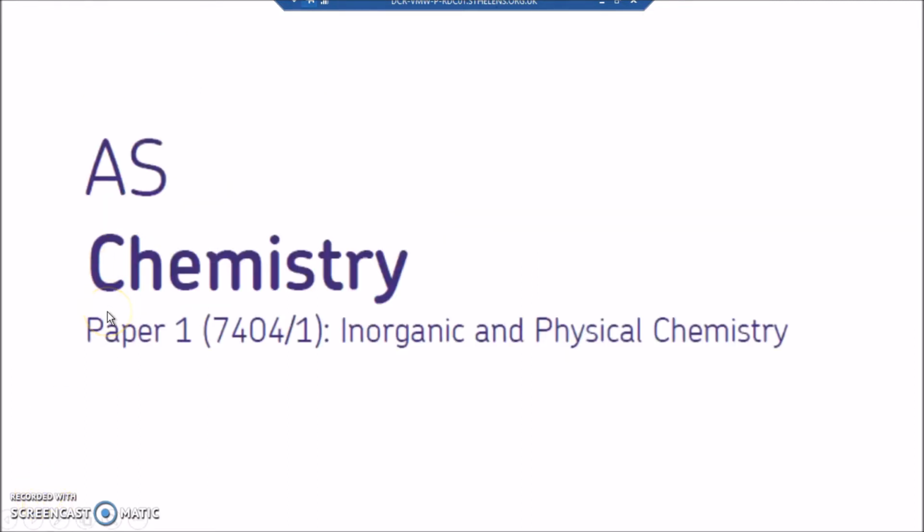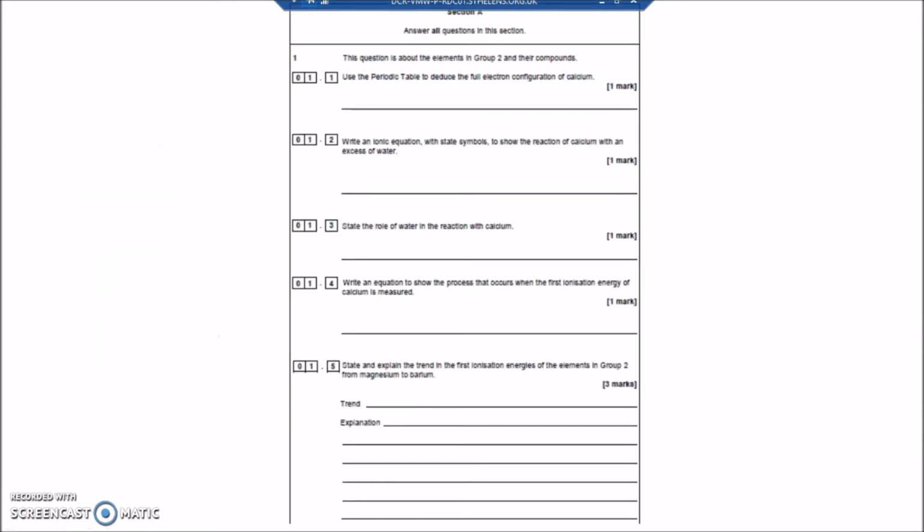AS Chemistry, Paper 1, Specimen 0.5. Use the periodic table to deduce the electron configuration of calcium. Well, calcium's got an atomic number or a proton number of 20, so it's got 20 electrons. So it'll go 1s2, 2s2, 2p6, 3s2, 3p6, and then it'll have 4s2 electrons in its fourth shell. So it's got 2 electrons in its outer shell in group 2.